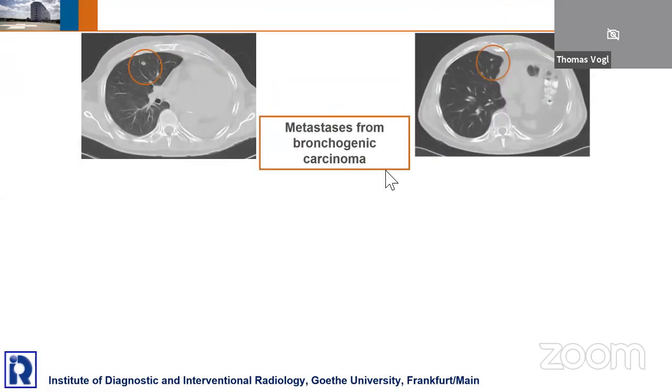Here, another example for you. They offered to me a patient with metastasis from bronchial carcinoma. The left lung was resected. What would be your idea? You would go for ablation or prefer stereotactic radiotherapy?